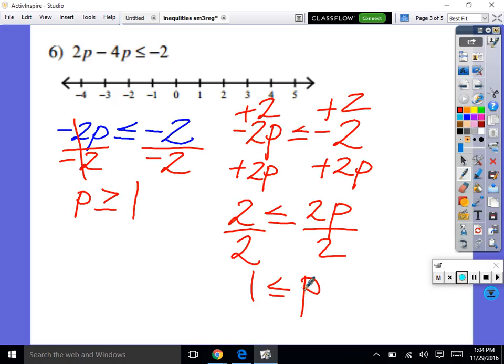So p is greater than or equal to 1. That's why we switch it. It's because technically, mathematically, we always get things that are negative on the other side. Does that make sense, everybody? Sweet. So now we'll graph that.